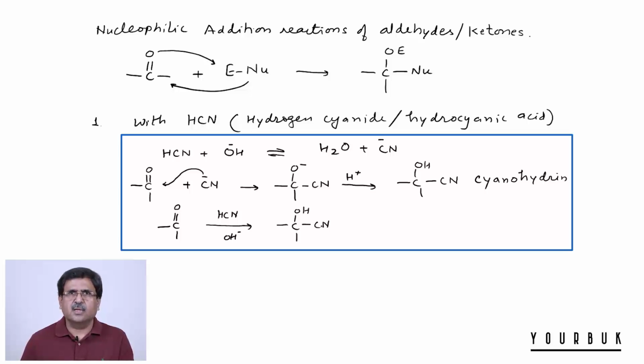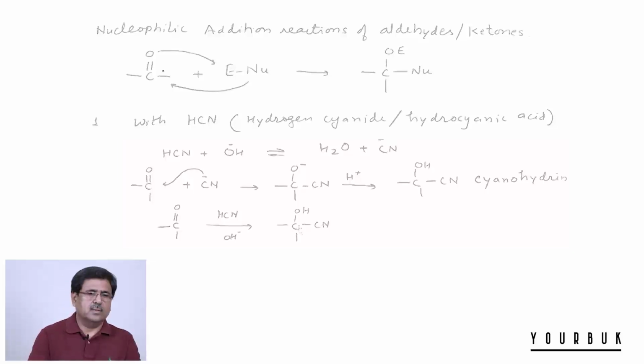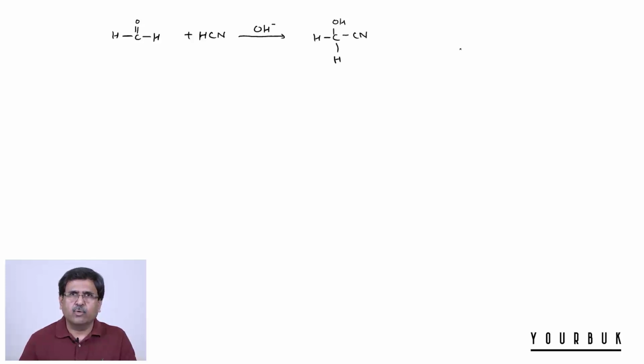And since this is an example of nucleophilic addition, aldehydes in general are more reactive than ketones. Now the first example is this. This is called formaldehyde, and when you react this formaldehyde with hydrogen cyanide in alkaline medium, it gives this addition product, and this addition product is called formaldehyde cyanohydrin.